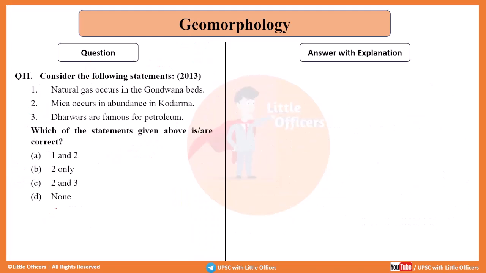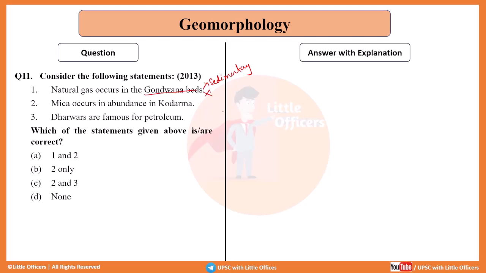Okay. Now moving on to the next question. Consider the following statements. Natural gas occurs in Gondwana beds. See, in Gondwana coal, generally we do not have natural gas. Natural gas generally occurs in sedimentary rock beds. So that's the reason why you can say one is wrong.